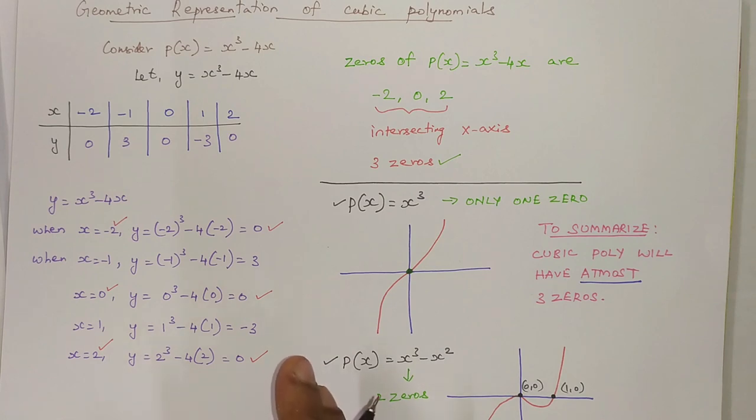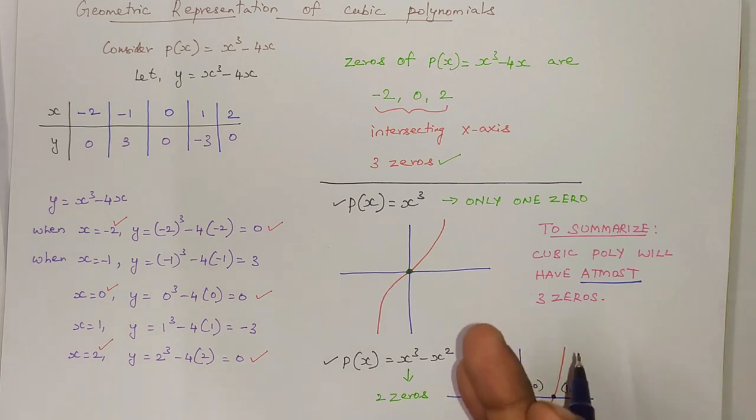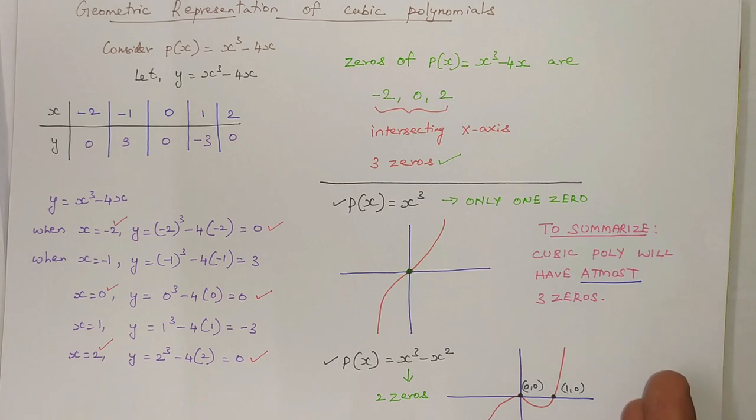Whereas in the previous video, we saw the quadratic polynomial will have at most 2 zeros. Linear polynomial will have at most only 1 zero. And here we have seen the cubic polynomial will have at most 3 zeros. Similarly, if a polynomial is having a degree of 4, it will have at most 4 zeros. If the polynomial is having a degree of 10, it will have at most 10 zeros. So, in 10 points maximum, it can intersect only at 10 points. That is the meaning. So, this is about the geometric meaning of the zeros of the polynomial.